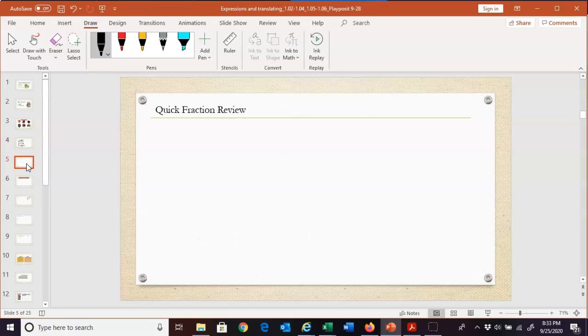Similarly, let's do a quick fraction review. So you guys remember to multiply fractions. Let's practice multiplying fractions first. All you have to do is multiply straight across. So the top times the top, that's the numerator times the numerator, and the bottom times the bottom, denominator times denominator, and you just squish those fractions together.